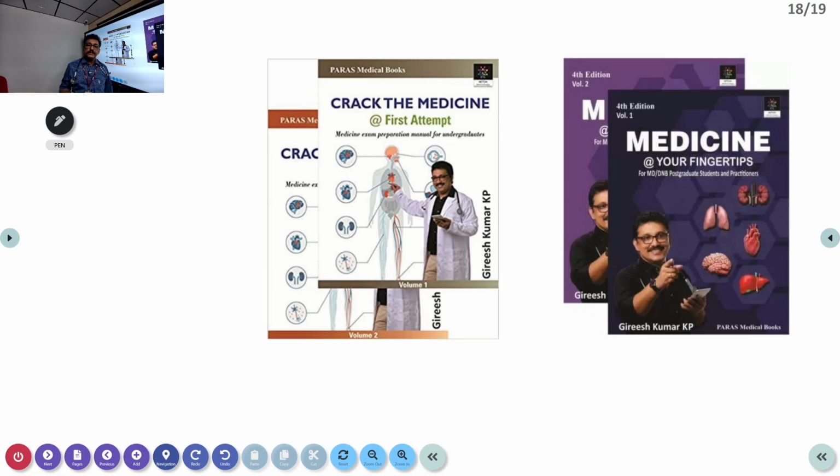Cor pulmonale means right heart hypertrophy with or without failure secondary to a lung disease. Patients can have peripheral edema, ascites, hepatosplenomegaly, and JVP can be elevated. So when the patient comes with breathlessness, it can be due to right ventricular failure itself, or it can be due to infective exacerbation of the COPD.